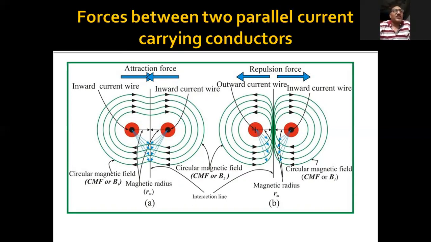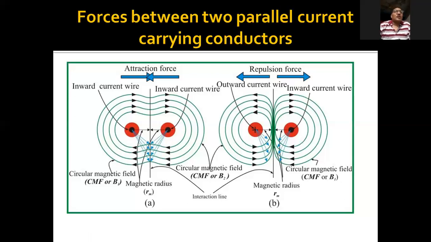Here you see, I have represented two parallel conductors. Both are represented with a dot. And dot means the current is coming out of the page. So these are two parallel conductors, and the direction of the current in both of them is out of the page. It is coming out of the paper.